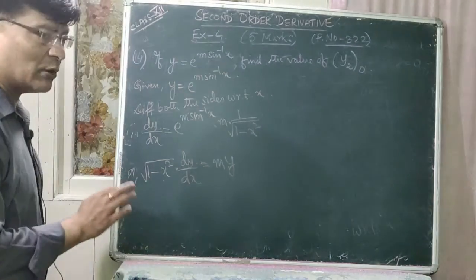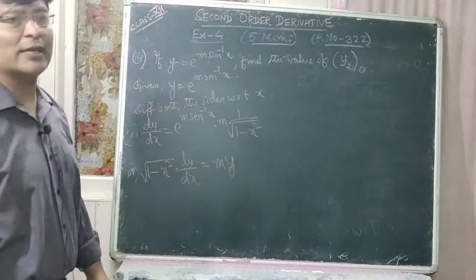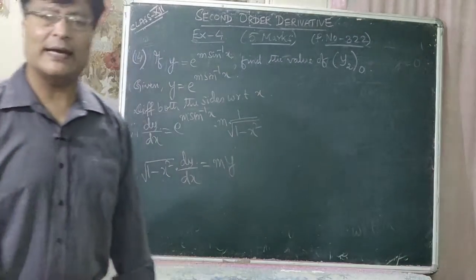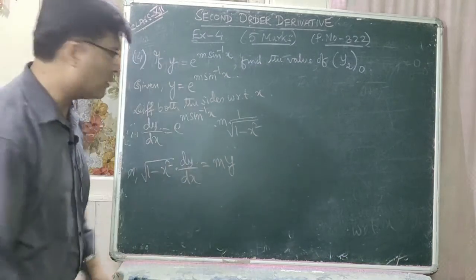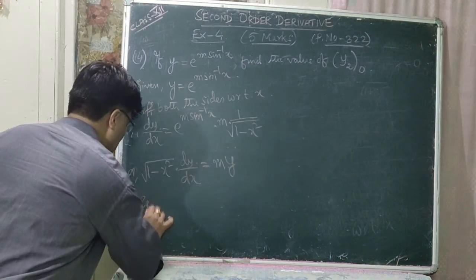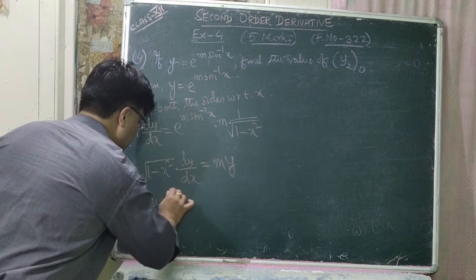Okay. So now here you can differentiate both the sides with respect to x. Before that you remove the square root. So how can you remove the square root? Squaring both the sides. Okay. So squaring both the sides.